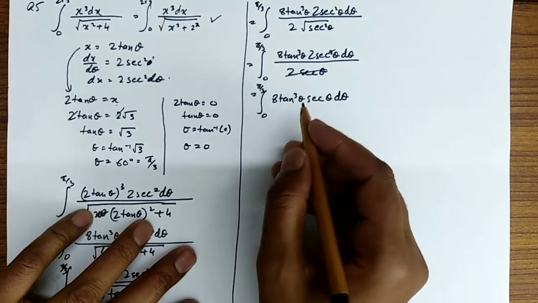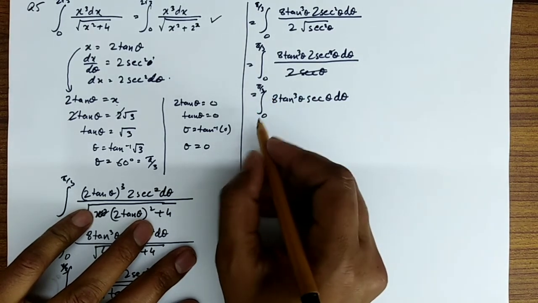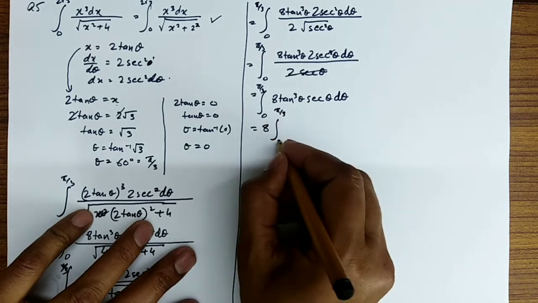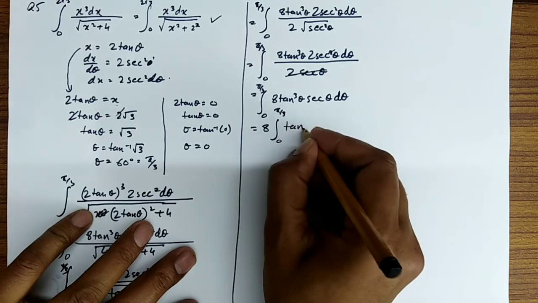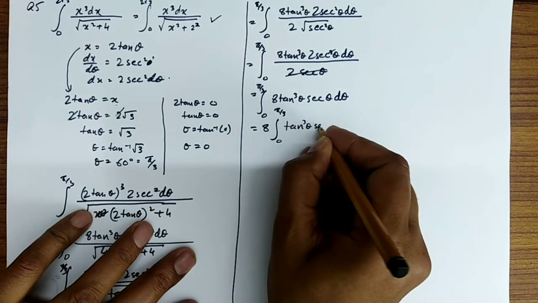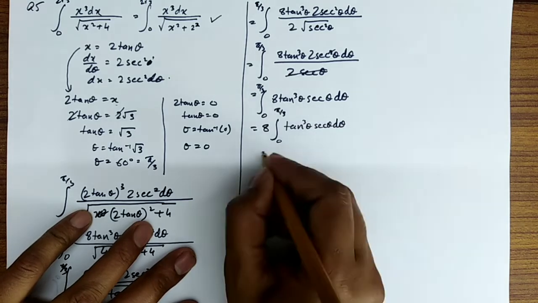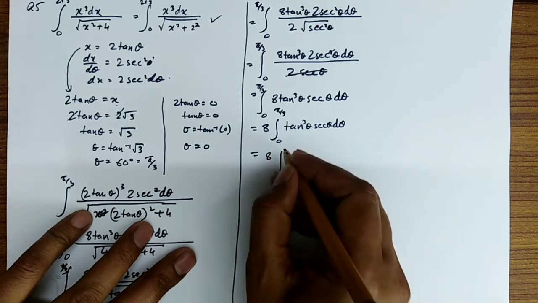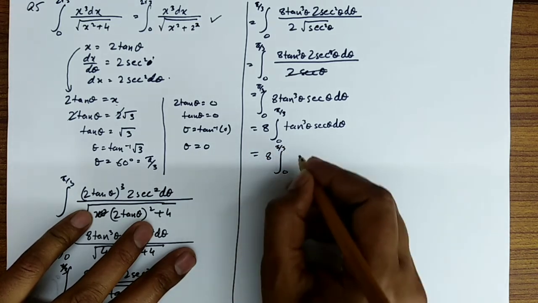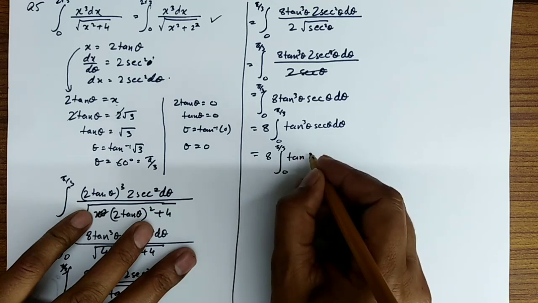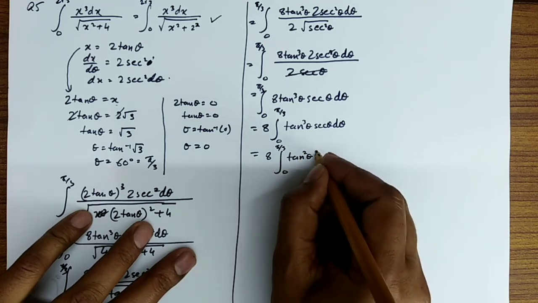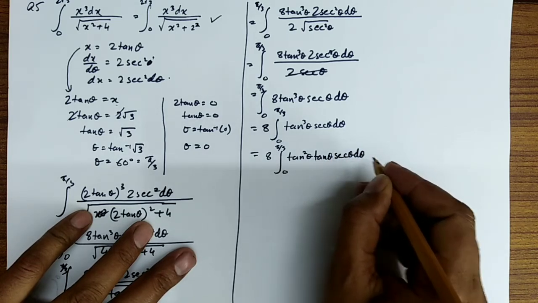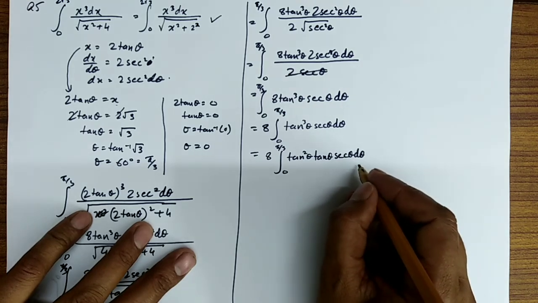Okay, now what we can do, take this 8 outside, the integral 0 to pi upon 3, tan cube of theta sec theta d theta. Okay, so we can solve this now by breaking this tan cube into tan square theta tan theta sec theta d theta. Let's name this equation as equation number 1.